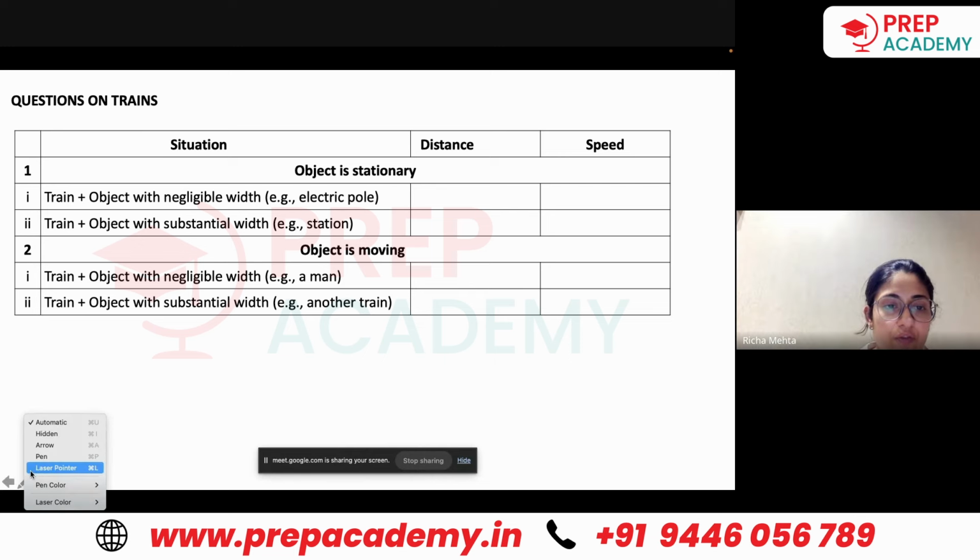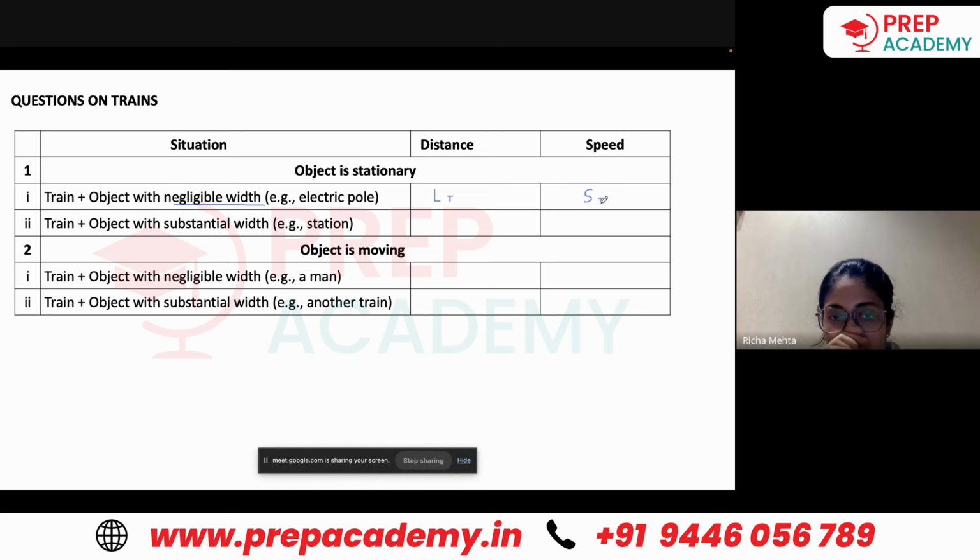Correct. So this is the first case. If there is a train and an object with a negligible width, a person, a pole, a stick, anything like that, distance is going to be the length of the train and speed is going to be the speed of the train. Are we clear with this?